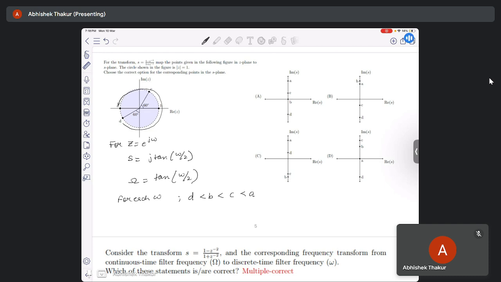So, this will be observed on which line? Imaginary of S is equal to 0. So, that is on the y-axis. So, here which option looks correct? A should be at the top, and after that C. So, option A looks correct here.